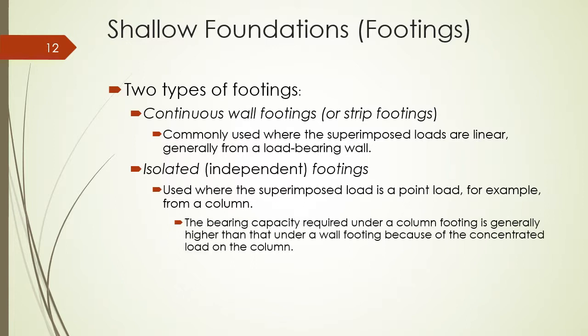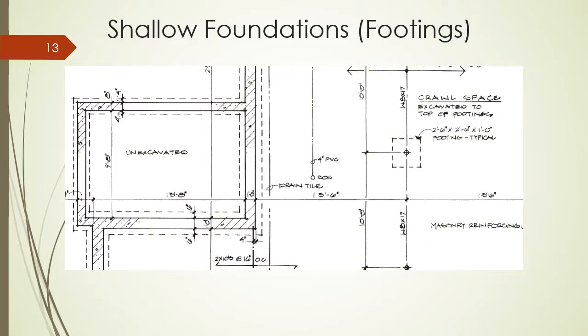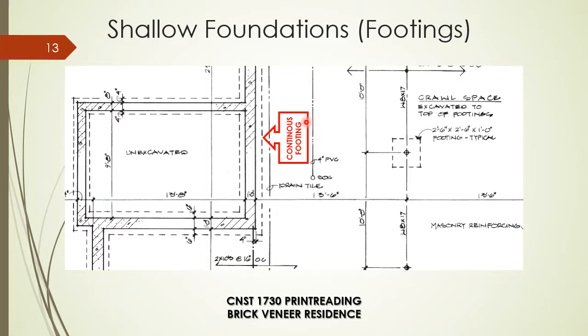Now here, the bearing capacity that's required under a column footing is usually higher than that for a wall footing because of the concentrated load on the column. Sometimes, with a steel column, they may use a stepped footing or a pedestal to save concrete. If you recall from print reading and the brick veneer building, here is a continuous footing, and here is an isolated footing.